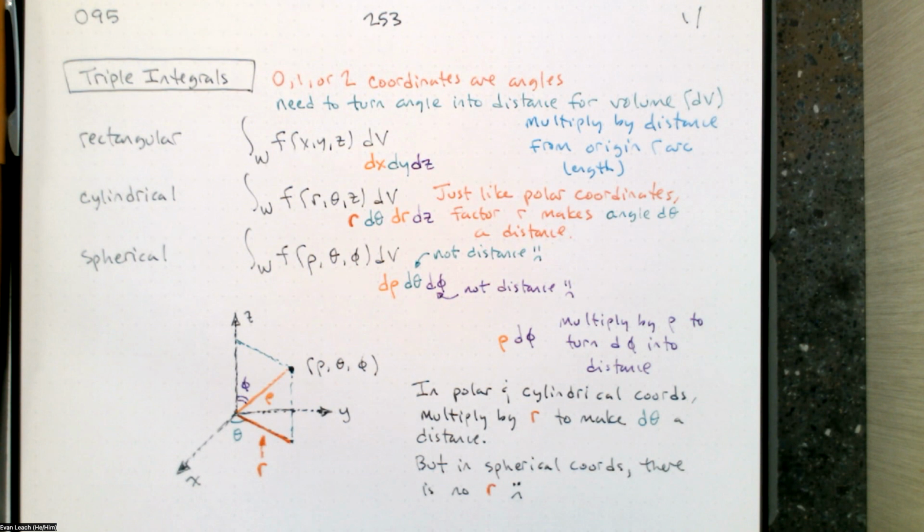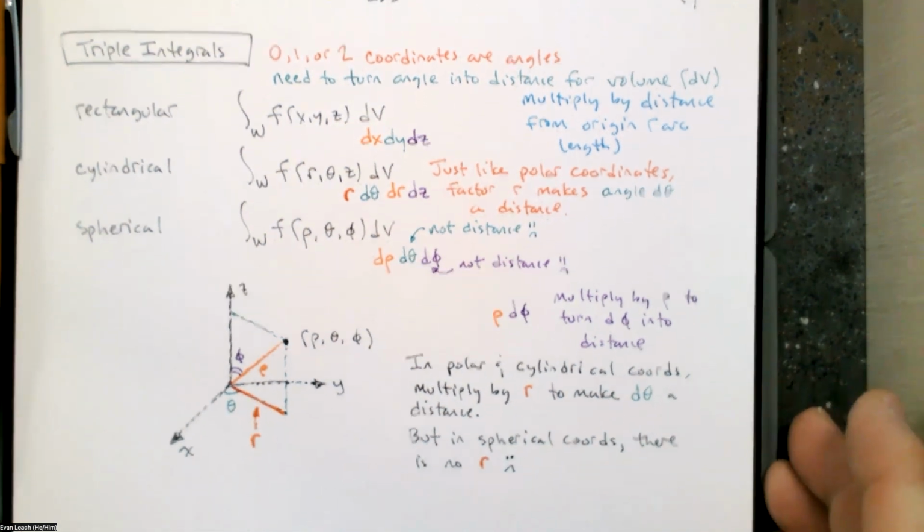So we're going to write r in terms of coordinates that we do have. We need to write r in terms of coordinates that we have.